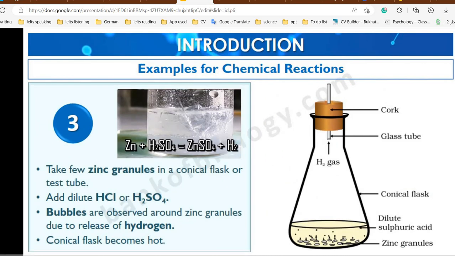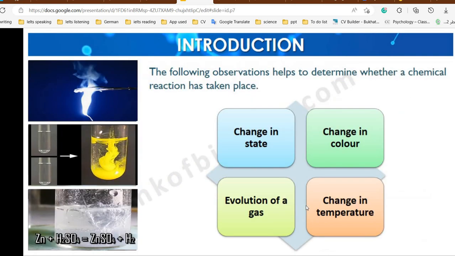Example of a chemical reaction: take a few zinc granules in a conical flask and add HCl. It forms bubbles due to the release of hydrogen gas, and the conical flask becomes very hot. So again, zinc granules are added, we add HCl to it, and it produces bubbles due to the chemical reaction and release of hydrogen gas. The flask becomes hot.